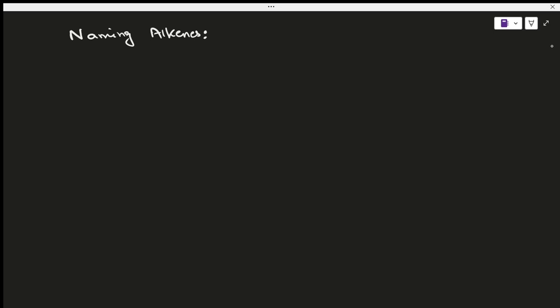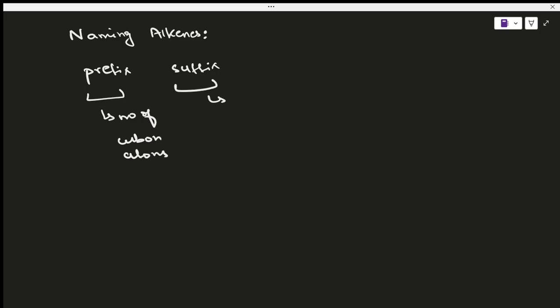Okay, so moving forward with the idea of naming alkenes, and this is pretty similar to naming alkanes, but we'll do this in detail. So the first thing that we're going to talk about is the prefix and the suffix part. From the previous chapter, we know that the prefix tells you the number of carbon atoms, and the suffix tells you the homologous series it belongs to, right?